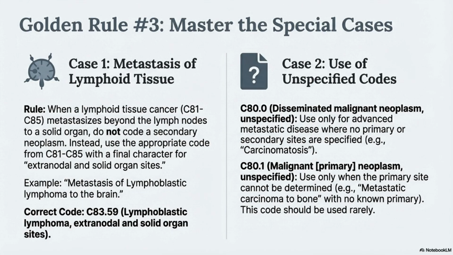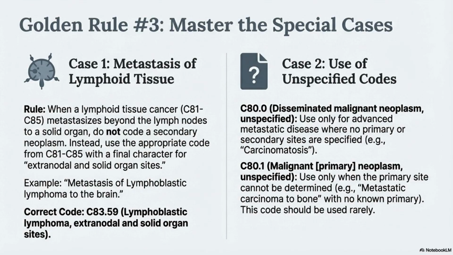There are 2 special cases coders must master. First, lymphoid cancers that spread to solid organs are coded using the lymphoma category with the extranodal extension character, not as secondary neoplasms. Second, unspecified malignancy codes like C80.0 and C80.1 should be used sparingly and only when documentation truly lacks detail.